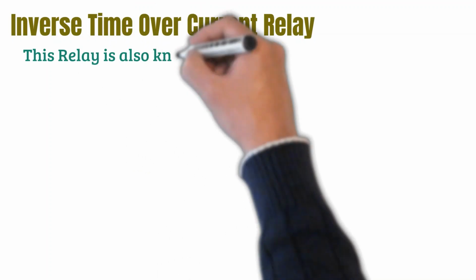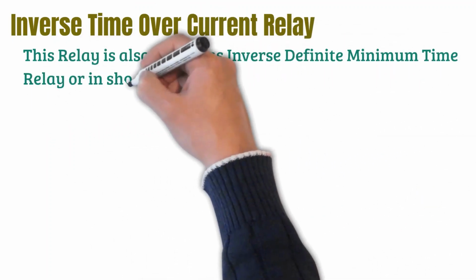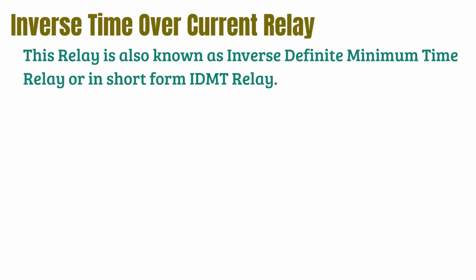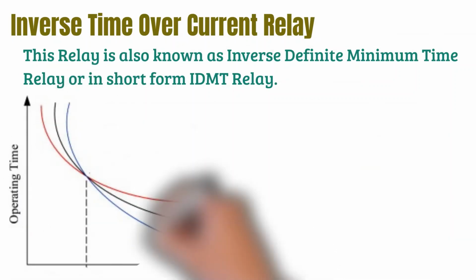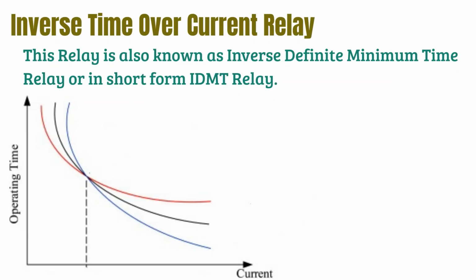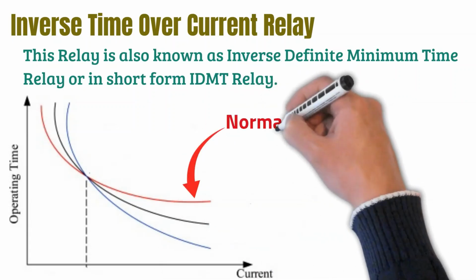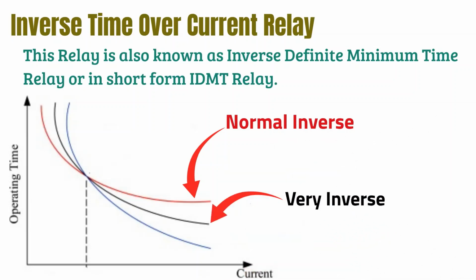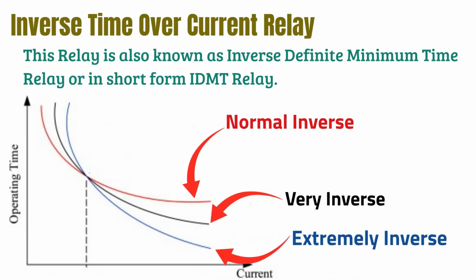Inverse time overcurrent relay is also referred as inverse definite minimum time relay or shortly IDMT relay. As you can see in the curves, relay operating time is inversely proportional to the fault current. According to the characteristics of the inverse time curve, there are three categories. First, normal inverse. Second, very inverse. Third, extremely inverse. As in definite time relay, relay characteristic curves can be adjusted by selecting two parameters, current setting and time dial setting. Modern relays usually combine different curves in one housing.